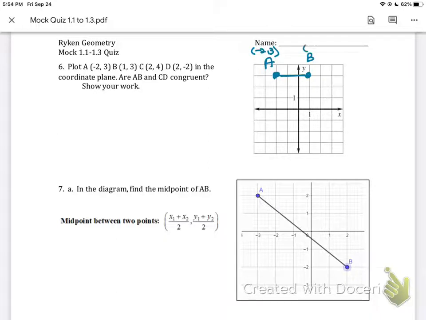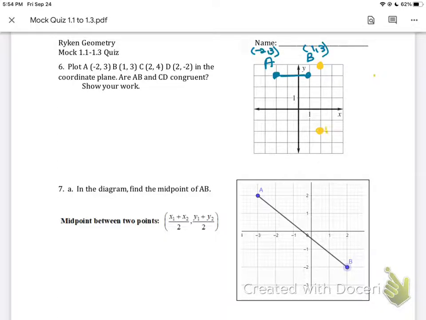And B is 1, 3. Okay, we have another one to plot. So let's plot C and D. C is 2, 4, which is right up here. And D is 2, -2, which is right here.